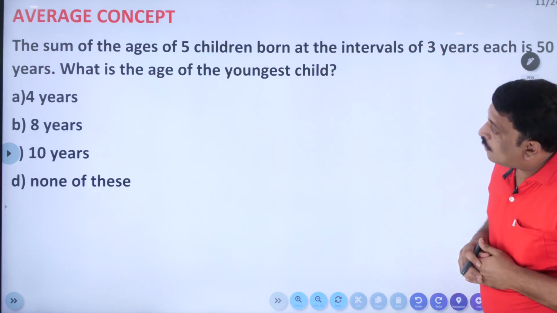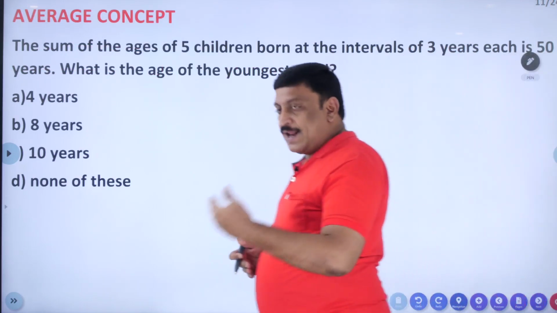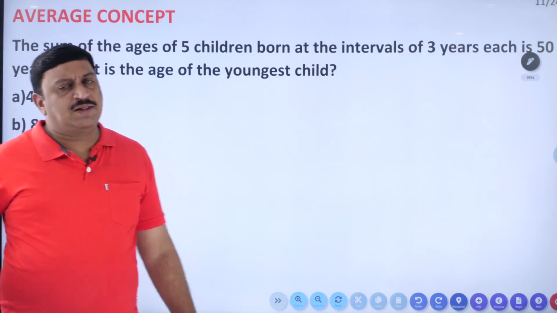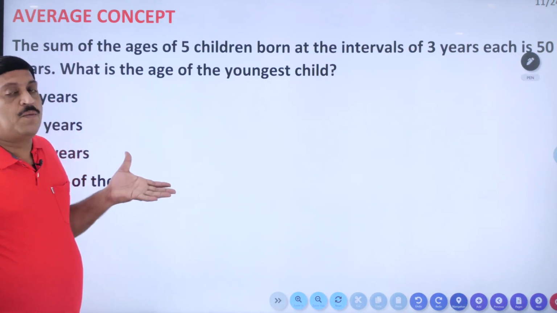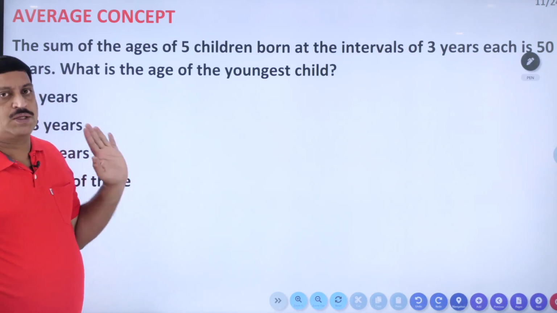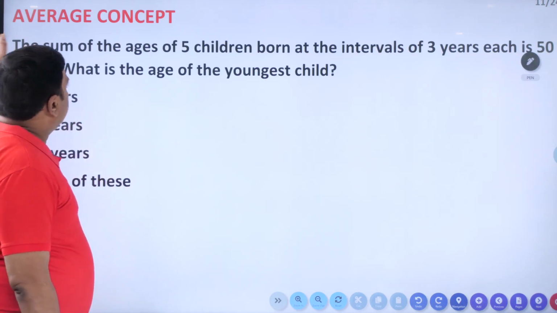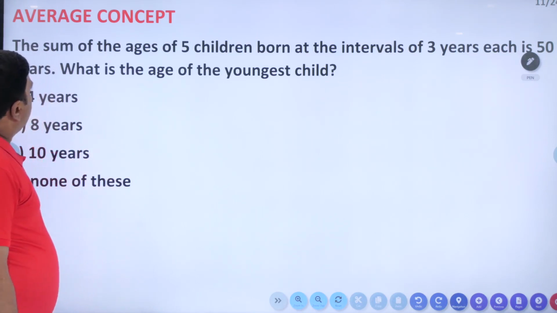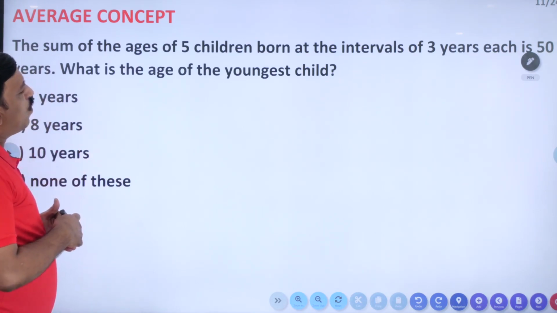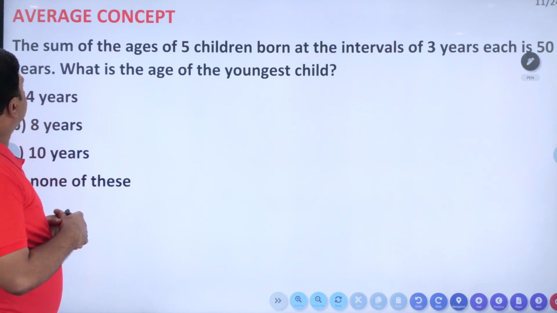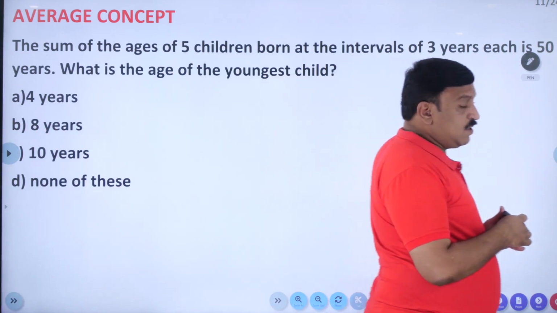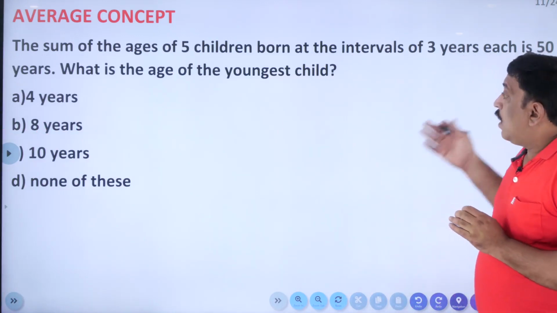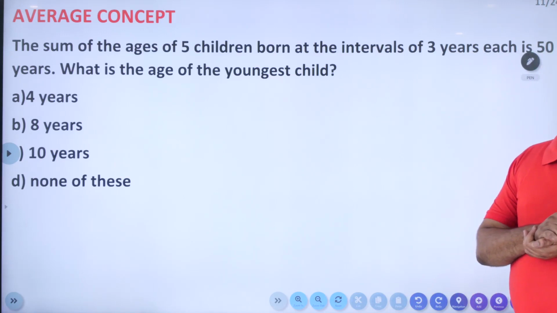Then the average concept, okay, that is the next one. Very simple concepts, all these are. Whatever you have learned, that is enough. These are all different concepts having different models. Okay, in the average, let us see. The sum of the ages of 5 children born at intervals of 3 years each is 50 years. So 5 children born with equal intervals. Then, what is the age of the youngest child?